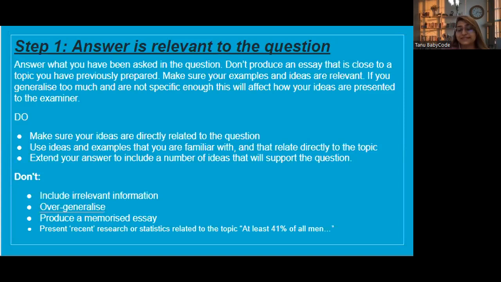Now, first step. There are total 8 steps. What is the first step to score band 8? Step 1 is: answer is relevant to the question. Whatever is asked in the question, you are supposed to write a relevant answer to that, right?